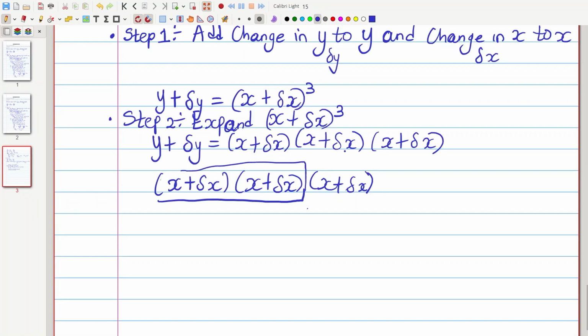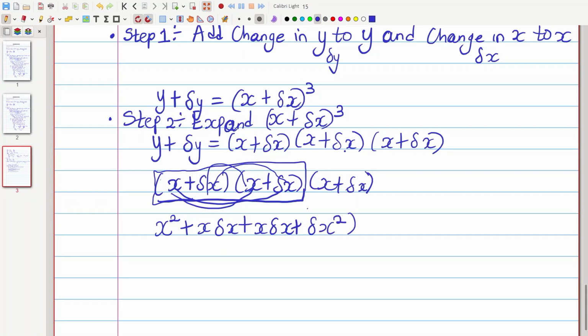Let's take this two first. So it will be x times x will give us x squared. x times delta x will give us plus x delta x. Delta x times x will give us x delta x. Delta x times delta x will give us delta x squared. And don't forget, this is also in brackets where we are also timesing x plus delta x.